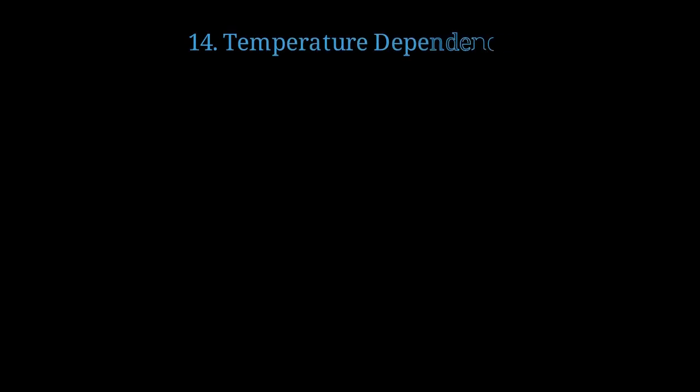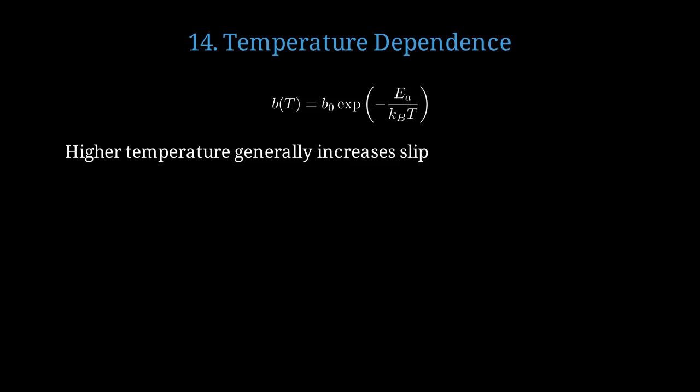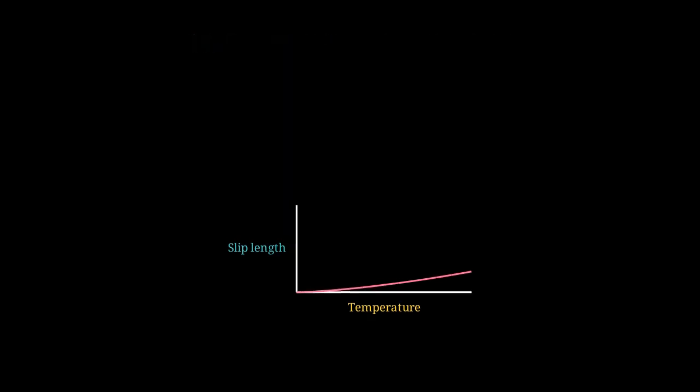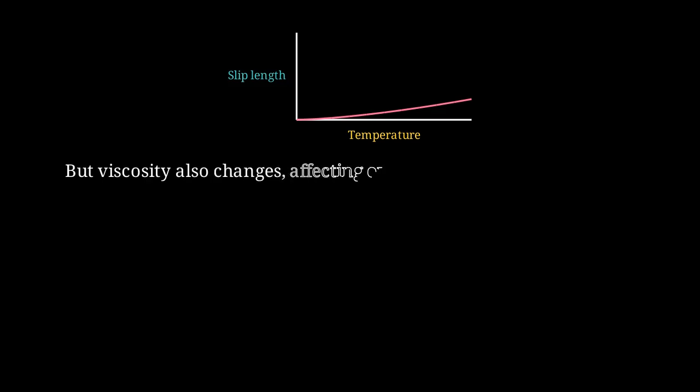Slip length also depends on temperature in interesting ways. Slip length often shows exponential temperature dependence with an activation energy E sub A. Higher temperatures generally increase slip because molecules have more kinetic energy to overcome surface interactions. This graph shows how slip length typically increases with temperature, following roughly exponential behavior. However, viscosity also decreases with temperature, so the combined effect on flow rate is complex and material dependent.